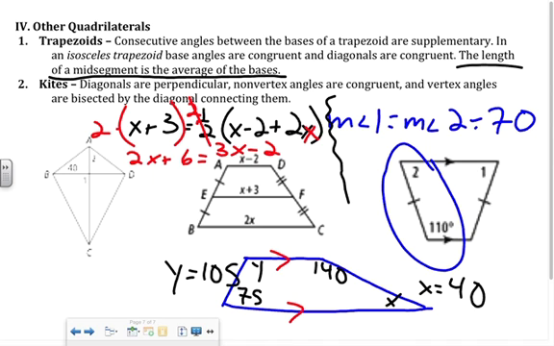And then we just solve for x. Subtract 2x from both sides. I have x on the right-hand side. Add 2 to both sides, and I get 8. So x is 8.